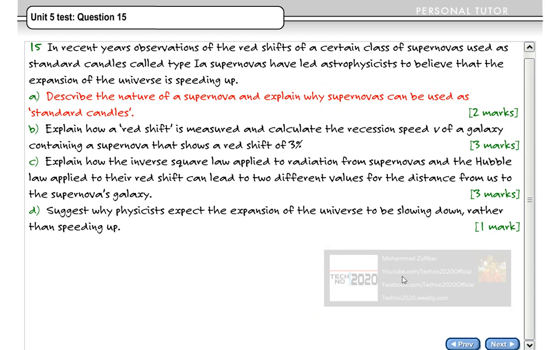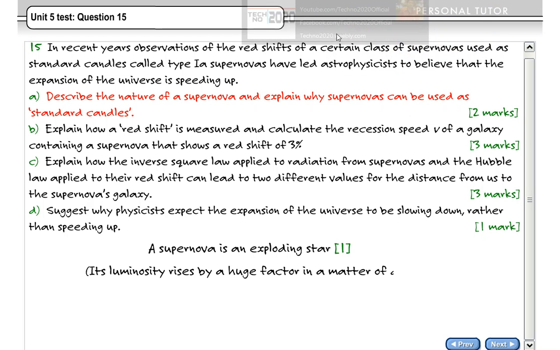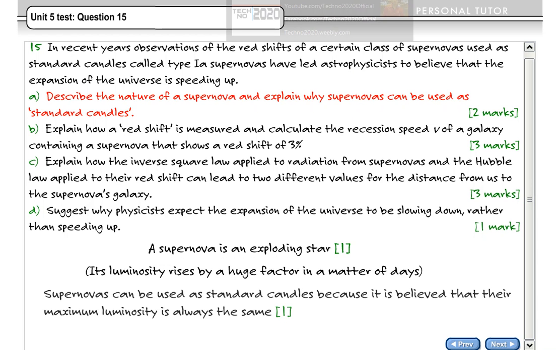In Part A, a supernova is an exploding star whose luminosity rises by a huge factor in a matter of days. The bracketed part of the answer is probably not needed to get the mark. Supernovas can be used as standard candles because it is believed that their maximum luminosity or brightness is always the same.